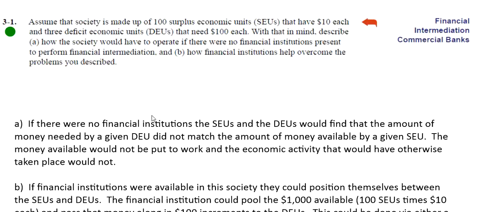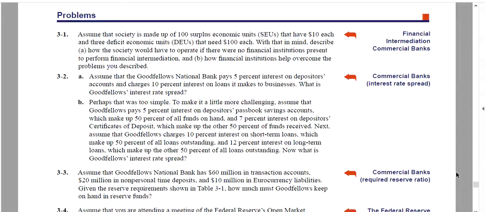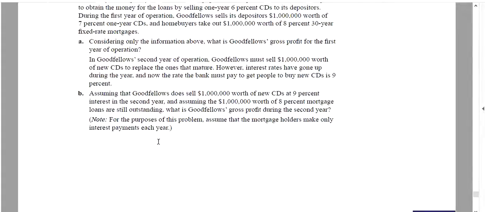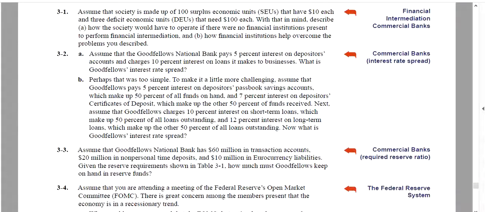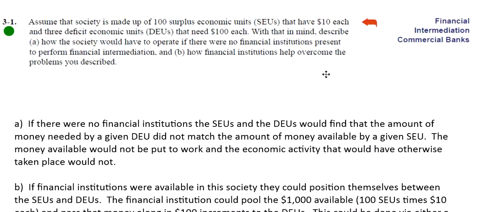Hi guys, in this video I will be talking about problem 3-1 in your homework. In your homework for chapter 3, these problems can be found at the end of the chapter on page 53 in your book. Problem 3-1 is talking about SEUs, surplus economic units, and DEUs, deficit economic units.